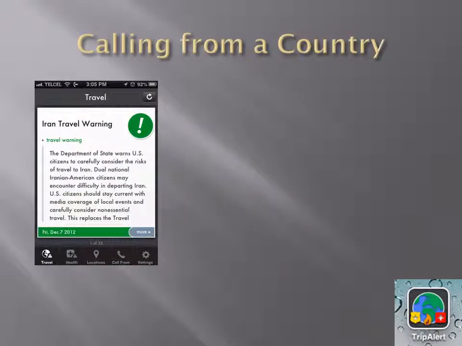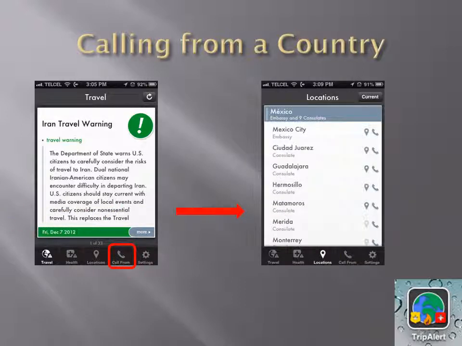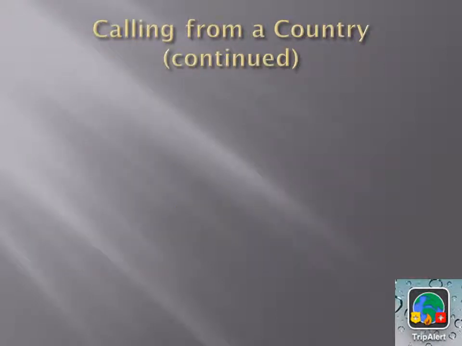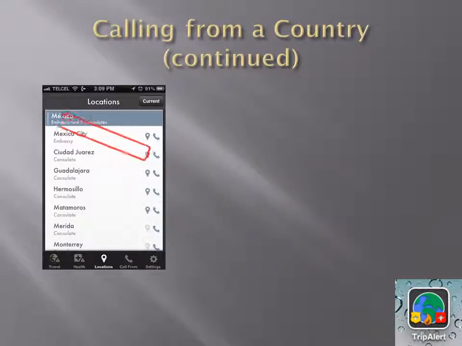Now let's talk about making a call, either back to the U.S. or making an emergency call. It's easy. From the Call From tab, you'll be taken to the list of countries with embassies and consulates. Notice how the Current tab immediately brings up the country you selected in Settings. Clicking on an embassy or consulate tab will bring up the dial pad.